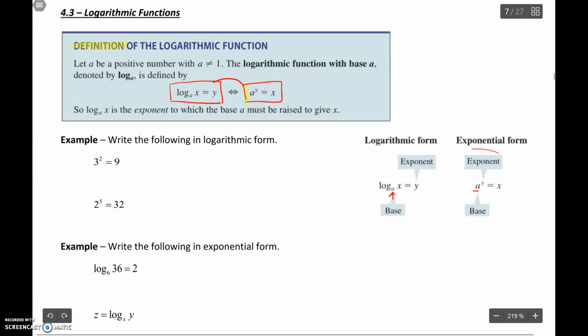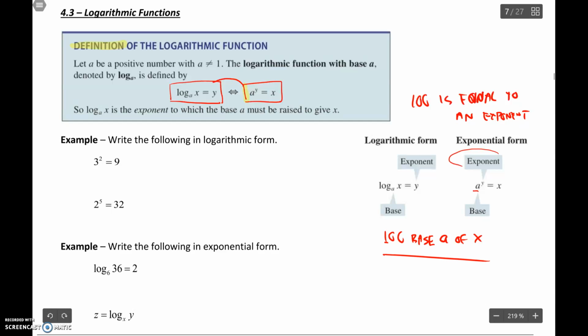We kind of just remember that the exponent becomes the log. The log is equal to an exponent. Sorry, I can't even write. And remember, the base goes right there, okay? And this is read as log base a of x. And just for vocabulary, we're taking the log of x. It's just that the base of my log is a.